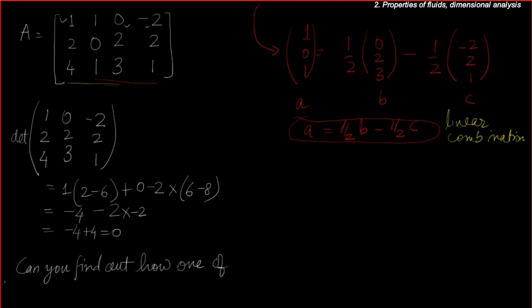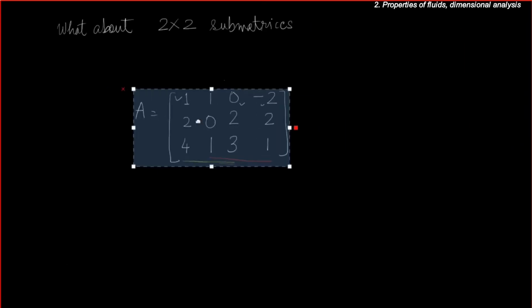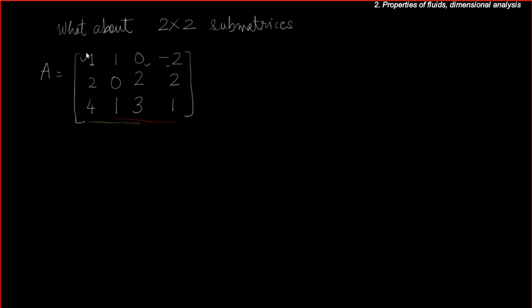So all 3 cross 3 matrices have 0 determinants. I request you to find out the last matrix which we have not considered. There is one more 3 cross 3 matrix that we can form, but now let us look into 2 cross 2 submatrices. So let us consider the matrix as marked.